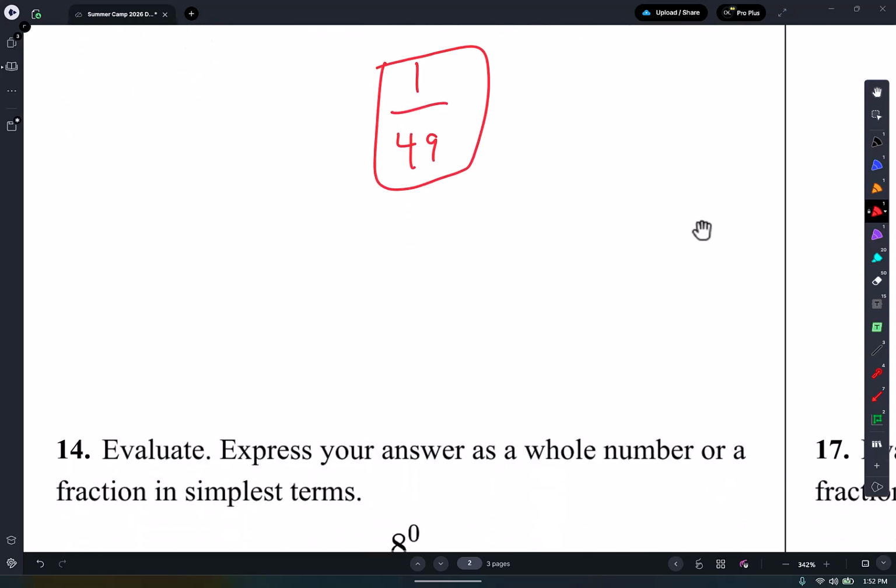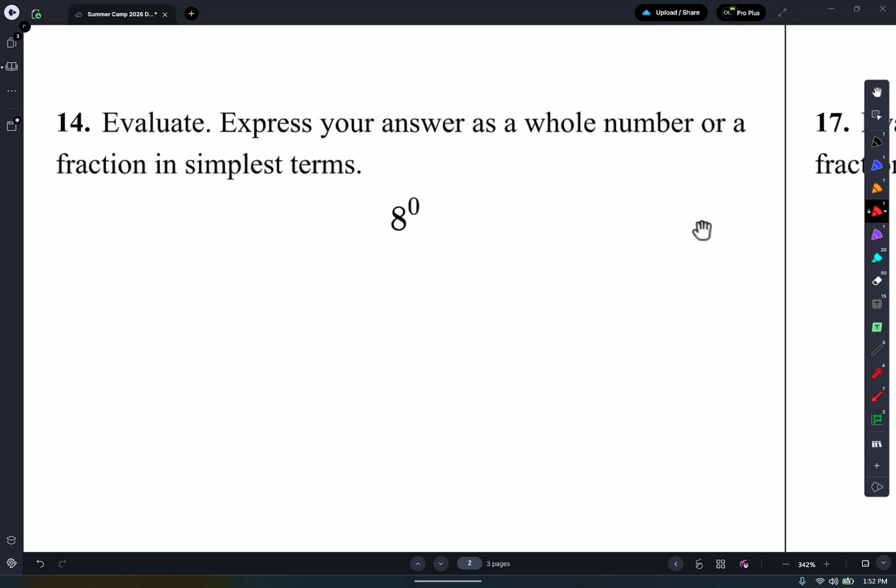All right, let's go to the next one. Anything raised to the 0 is just going to be what? 1.